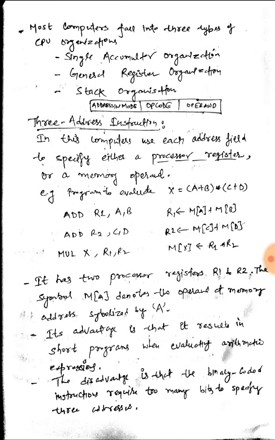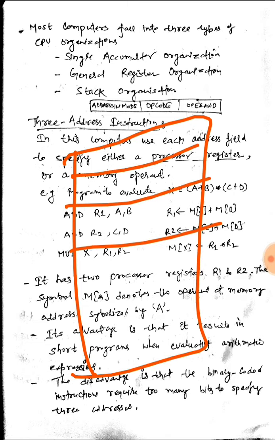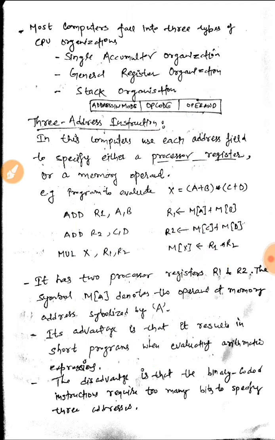So most computers fall into three types of CPU organizations. The first is the single accumulator organization, where the accumulator is a register. The second is the general register organization, where we can use several registers for our instruction format. The third is the stack organization, in which the data will be stored in the form of a stack, and we will fetch it using the push and pull operations.